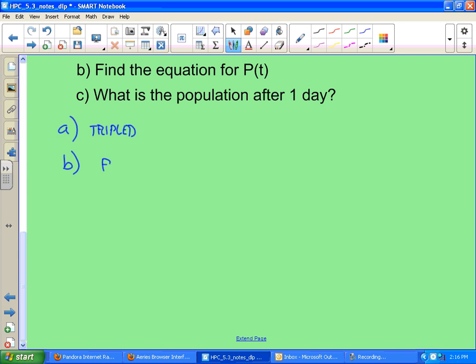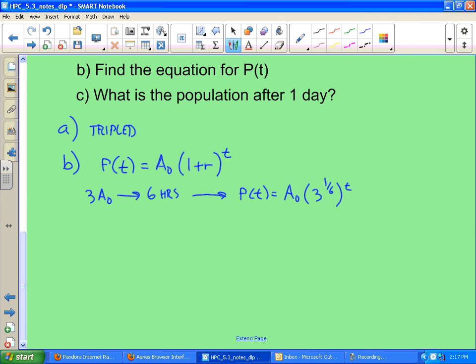So we know so far that our amount of population as a function of time, if I just think about my generic formula, right, there's the generic one. But because we recognize that I'm tripling my initial amount, and I'm doing that in 6 hours, I could set this up as P of T is equal to A sub O times 3 to the 1 over 6 with a T. I could do that.